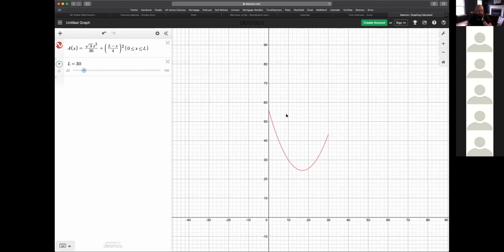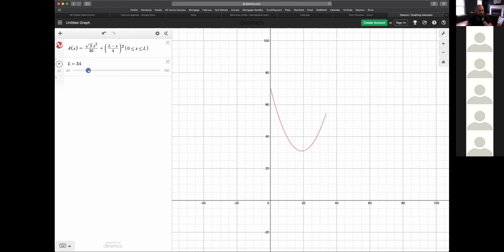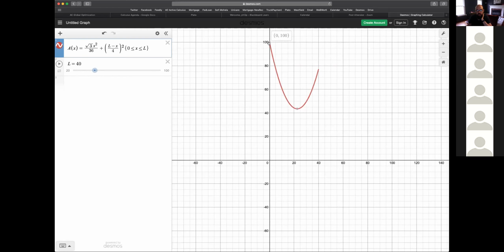But let's zoom out some more. Maybe let's make this 40. Well, it still seems like that maximum is occurring over here. My minimum is down here. So going through this problem, it seems to be suggesting, numerically, that we're always going to have that maximum value when we put everything into the square and nothing into the triangle.